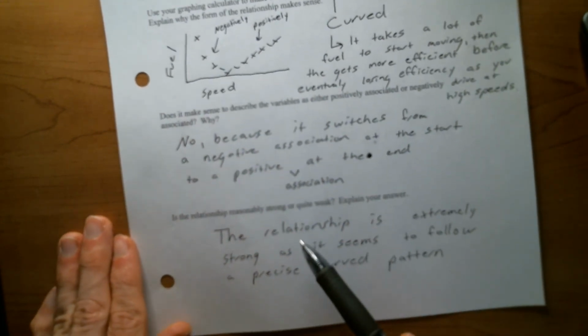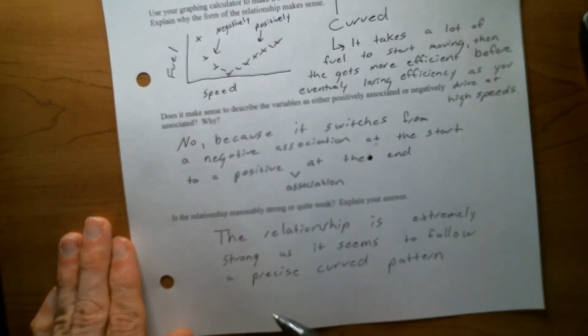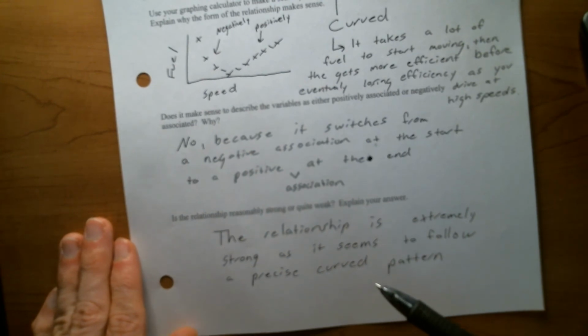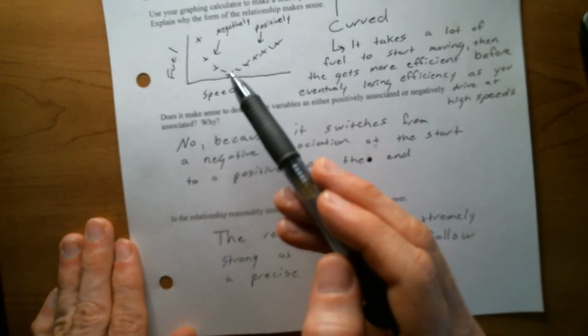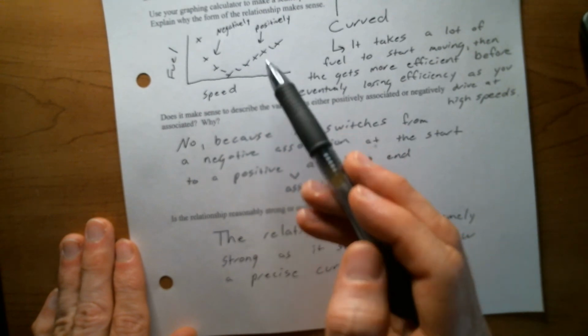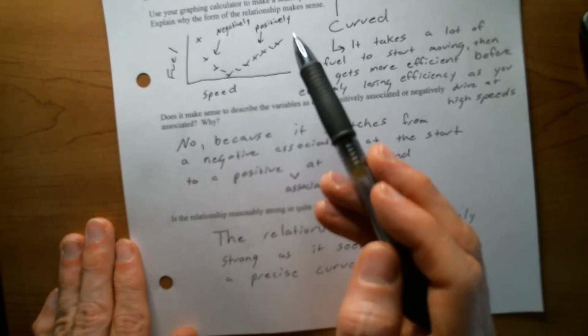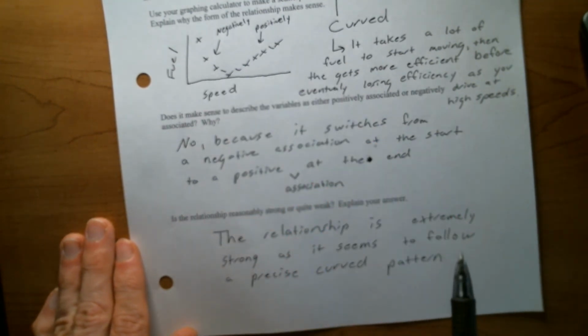And then when we're talking about the strength of the relationship, we're saying how closely does it follow the pattern. So in this case, it's following it pretty closely. All right, we're not seeing a lot of deviation from this sort of curved pattern that's being established here.